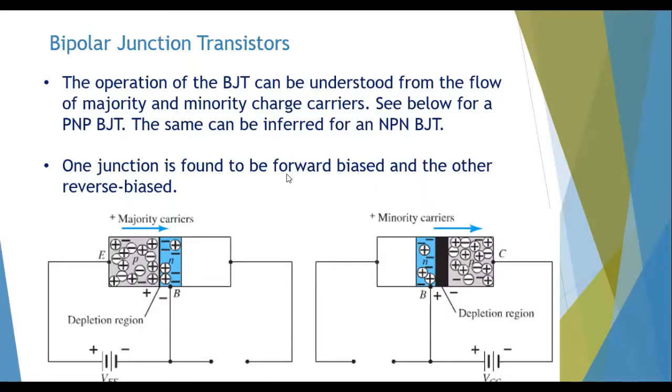So one junction is found to be forward biased. This one is forward biased because the P is connected to positive and the N is connected to negative. But if you look at this one now, the P is connected to negative and the N is connected to positive. So it means it is reverse biased.